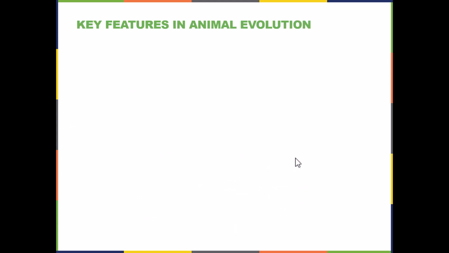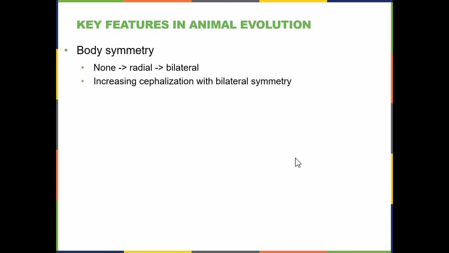What are some of the key features in animal evolution? What are some of those major events that occur in animal evolution? One is the evolution of body symmetry. So we typically start off with organisms with no symmetry, then we have radial symmetry, and then bilateral symmetry. With bilateral symmetry, we also see the evolution of increasing cephalization, meaning a head region.